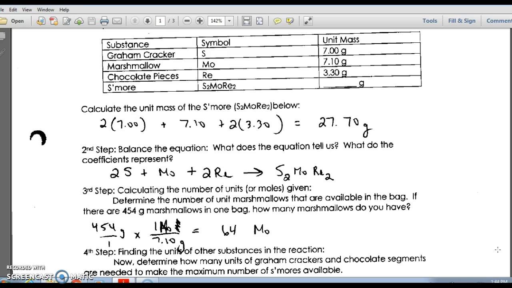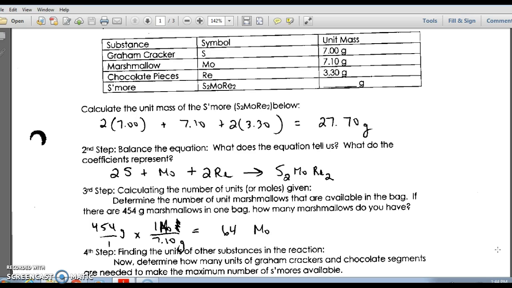Since s'more has two S's, which are the graham cracker mass, we would take 2 times the mass of the graham cracker, plus the mass of the marshmallow, which is the MO, plus 2 times the mass of the RE, which is the chocolate piece, to get a total of 27.70 grams, equal to the unit mass, sort of like the molar mass of our s'more.